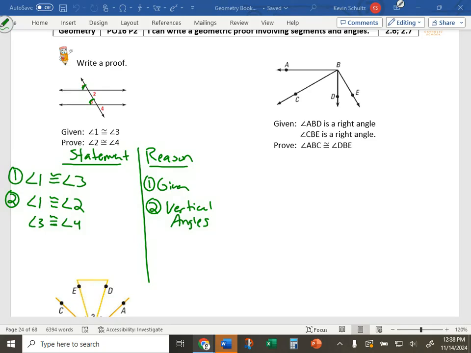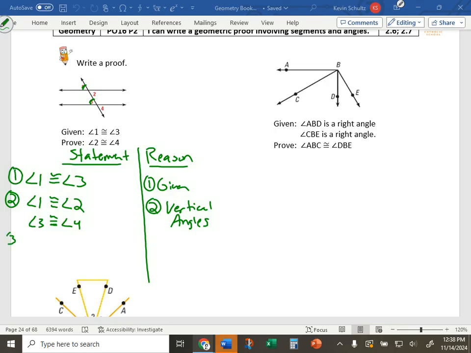Can I put vert? Can I put vert angles? What? No. You're going to put vertical angles.